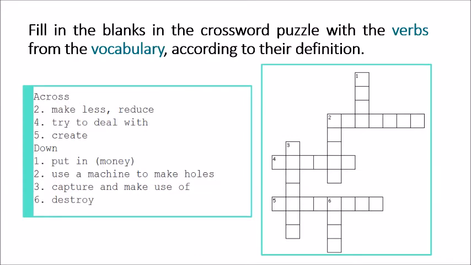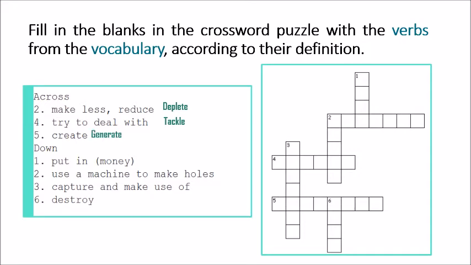Okay guys, in this part of the activity, we had to fill in the blanks in the crossword puzzle with the verbs from the vocabulary according to their definition. We have 3 words that are across and we have 4 that are down. So let's go in order. For number 2, across, we have make less and reduce. And the verb is deplete. For number 4, we have try to deal with, also across, and the verb is tackle. For number 5, we have create, and it's a synonym for generate.